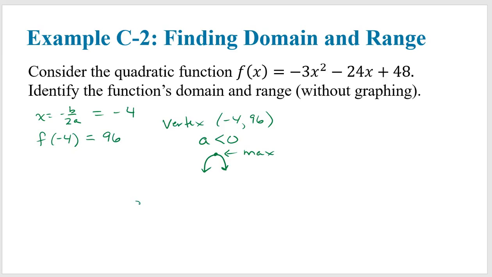So that means our domain will be all the reals, and the range will start at negative infinity and it will stop at the k value, which in this case is 96. And that is included because that point does exist. The vertex does exist. So practice a couple of these.